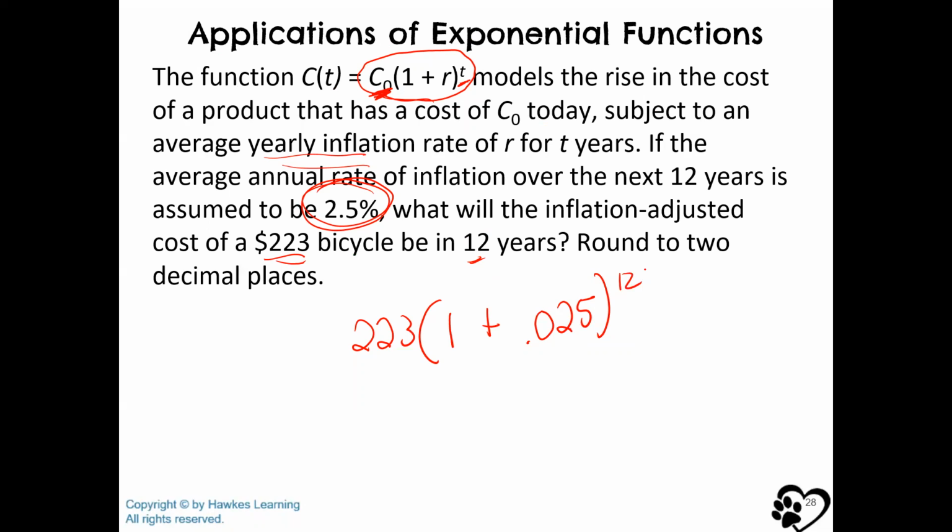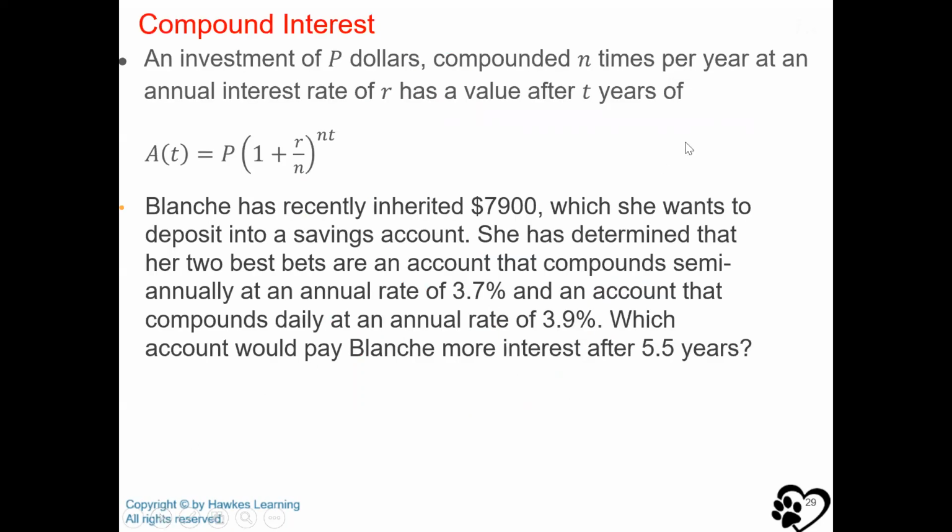So I like these problems. It tells you everything you need. 223 parentheses 1 plus 0.025 raised to the 12th power, and rounded to 2 decimal places is 0.91. So I know you got that too. I hope you did. All right, so here is our compound interest formula.